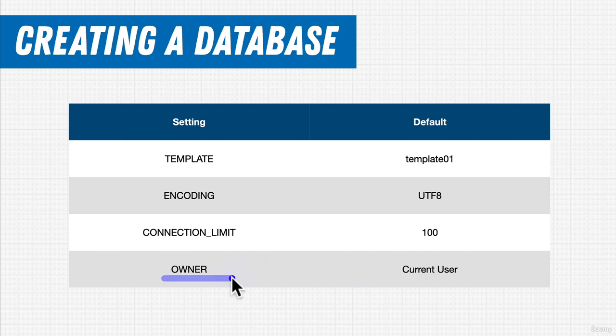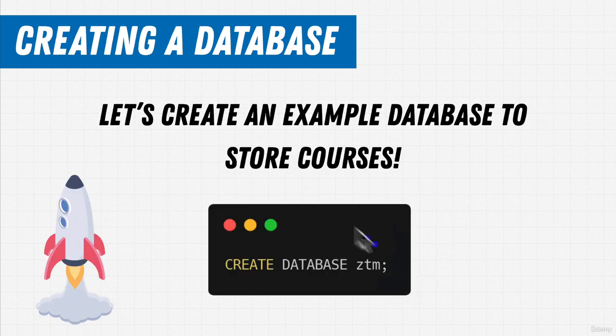And then you have the owner. The owner is the current user that creates the database. And that user can specify a different owner if he so pleases. Now, let's look at creating an example database to store courses. That's what we're going to do.